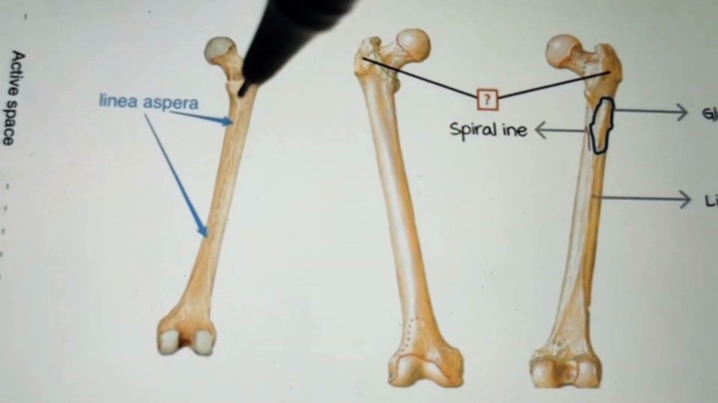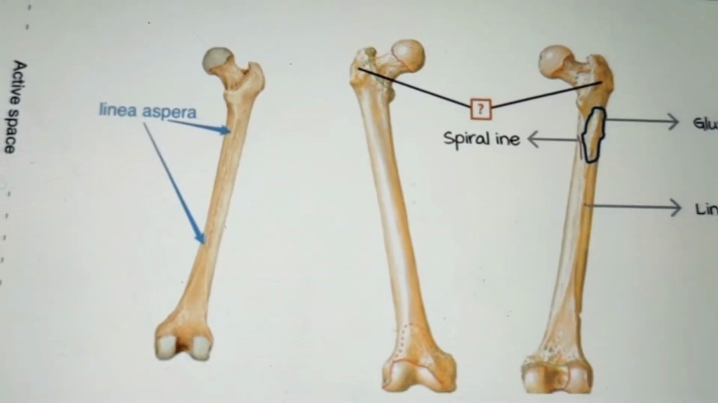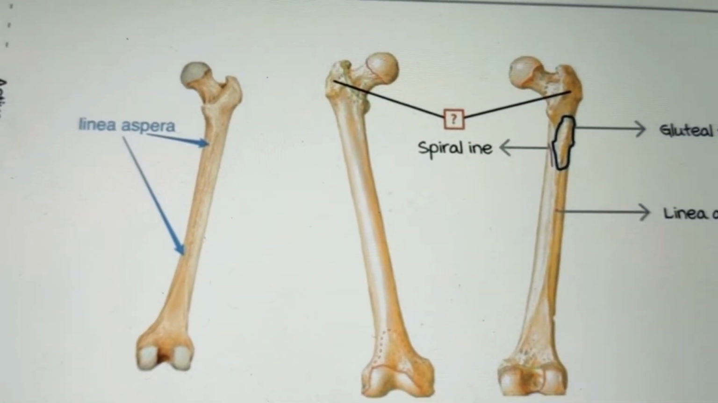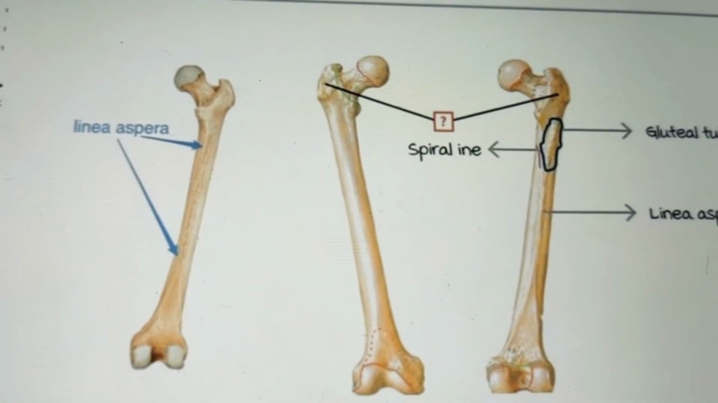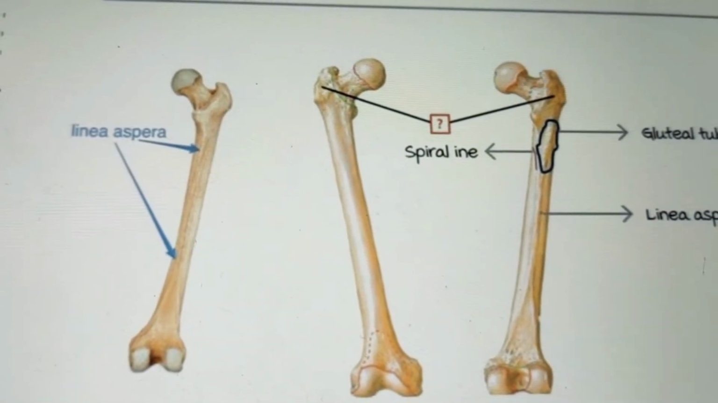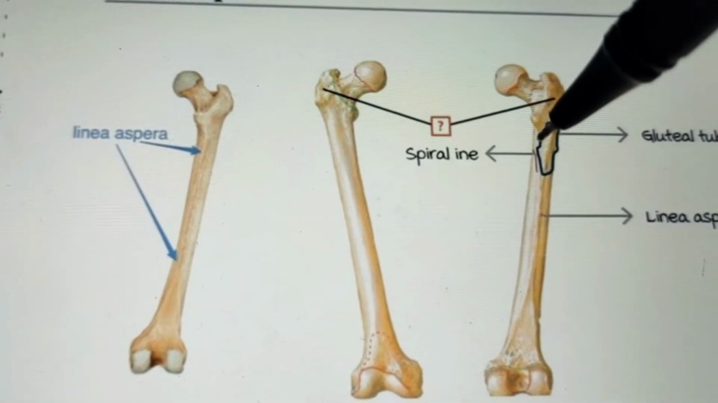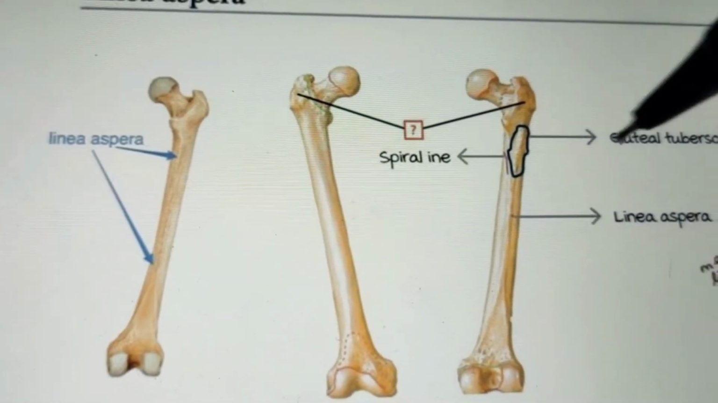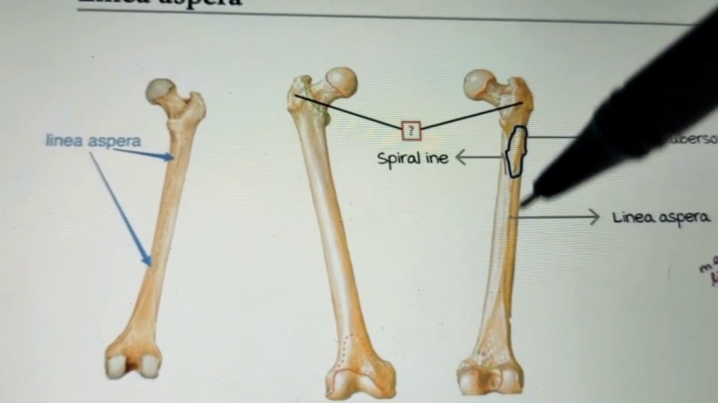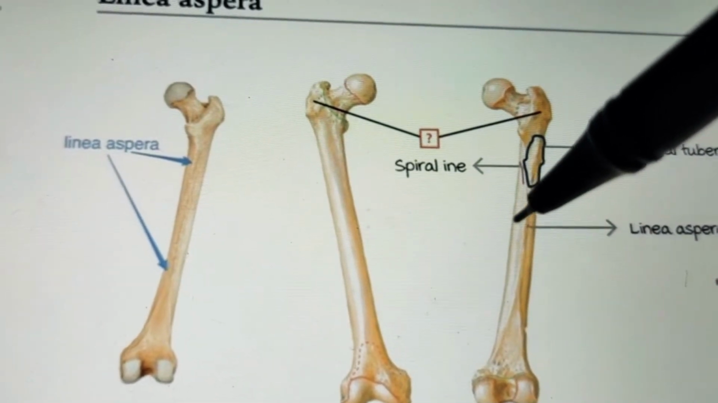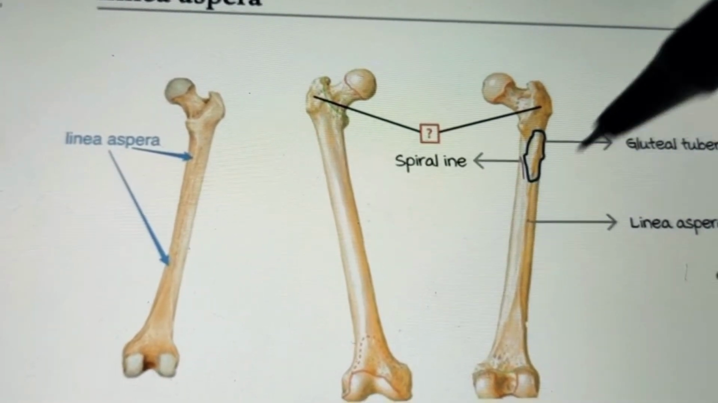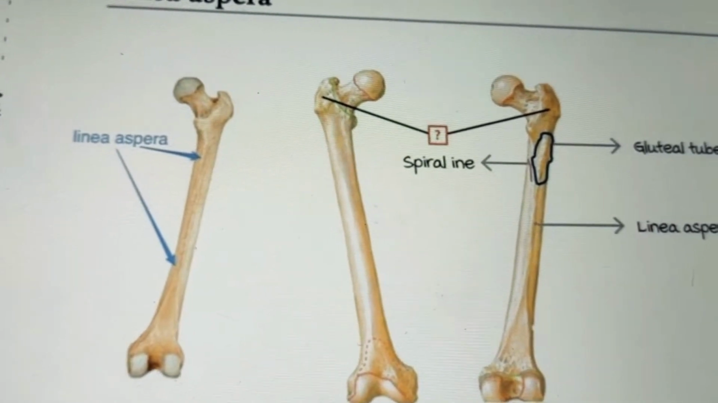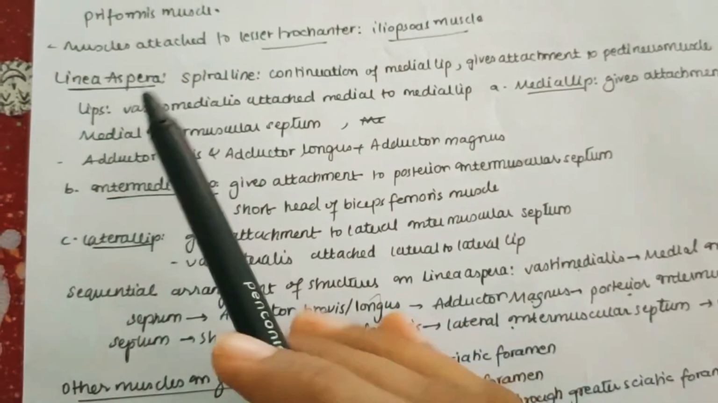Now let us start our understanding with linea aspera. You can see on the posterior side of the femur you have a line-like structure that is called linea aspera, and it has a medial lip and a lateral lip. Its medial lip is continuous with the spiral line. You can see it mentioned as spiral line here. This spiral line is a continuation of the medial lip, and the lateral lip continues as the gluteal tuberosity on the lateral side. In the middle you have the intermediate lip. So it has three lips: medial lip, lateral lip, and intermediate lip.